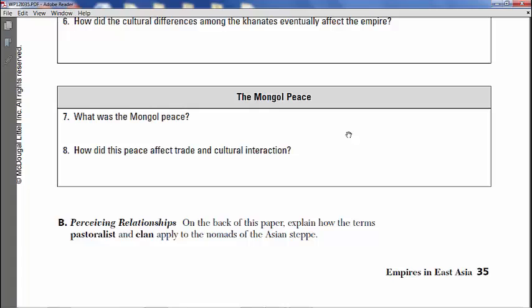Number 8, how did the peace affect trade and cultural interaction? It definitely made travel and trade safer. People were able to easily travel. They weren't worried about getting things stolen. It created an exchange of goods and ideas across Asia and Europe. Remember what I always say, with trade, you not only exchange goods, you exchange ideas.